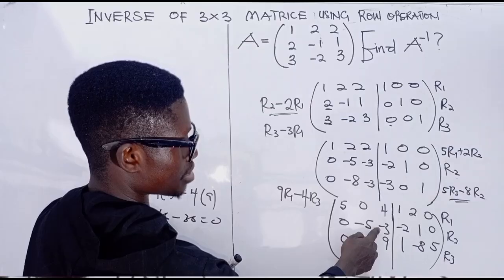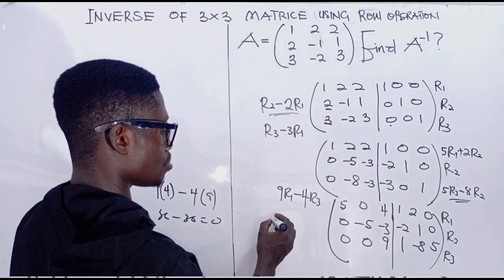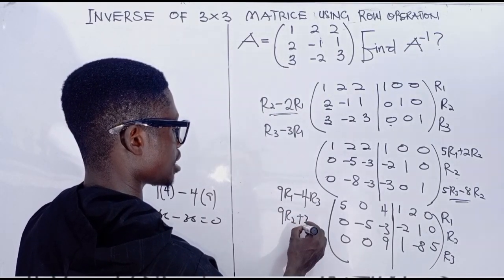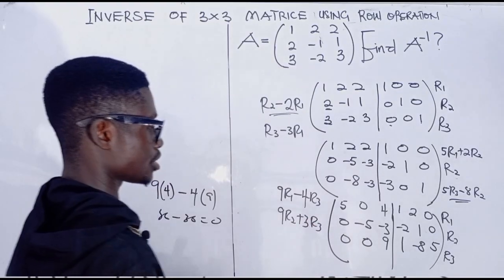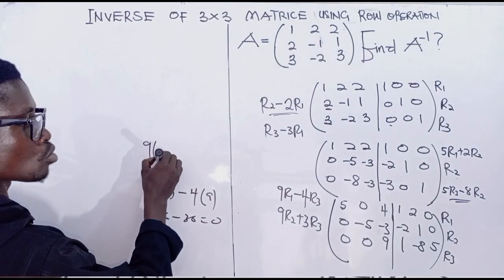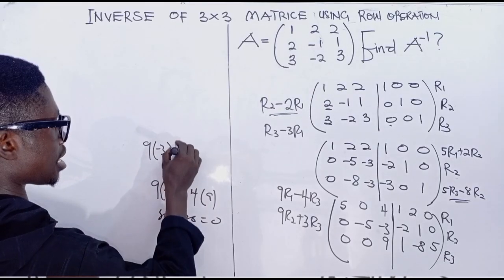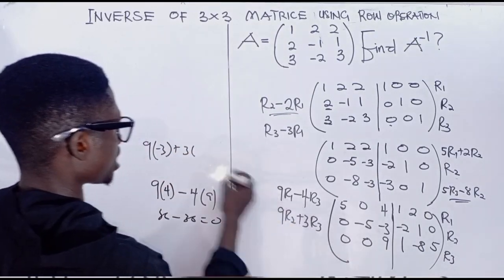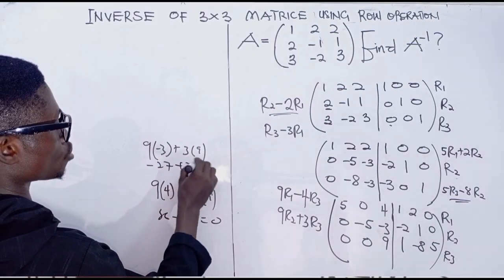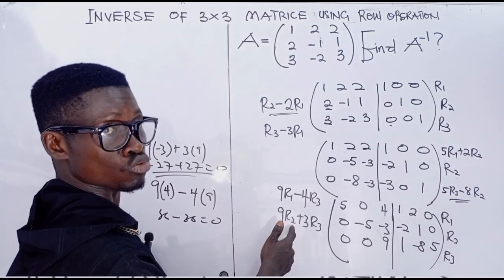Then let's look at this particular entry. We want this entry to be 0 as well. So we are going to multiply row 2 by 9, and then we add it to 3 row 3. Let's see if this entry is going to be 0. So we have 9 row 2. Row 2 is minus 3. And then we have plus 3 row 3 is 9. So this gives us minus 27 plus 27, and that gives us 0. So this rule will also work.